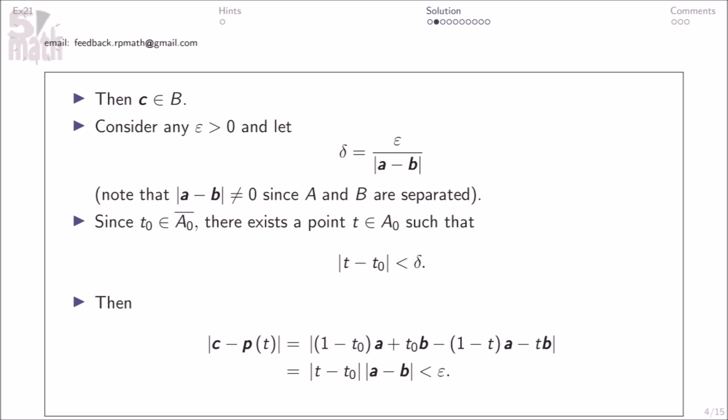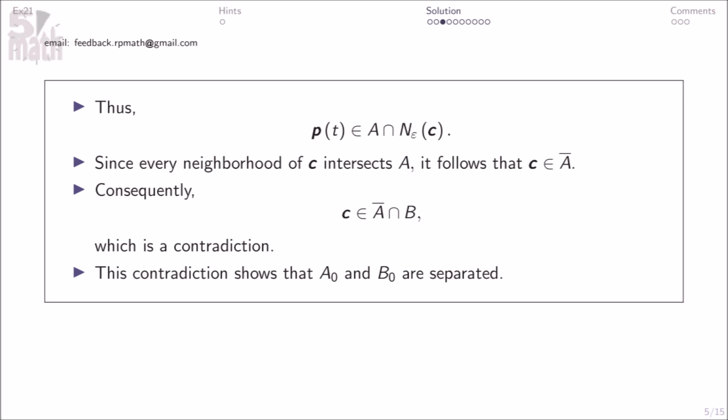Note that absolute value A minus B does not equal 0 since A and B are separated. Since T0 element of A0 bar, there exists a point T in A0 such that this. Then we have this. Thus, P of T element of this. Since every neighborhood of C intersects A, it follows that C element of A bar. Consequently, C element of this, which is a contradiction. This contradiction shows that A0 and B0 are separated.